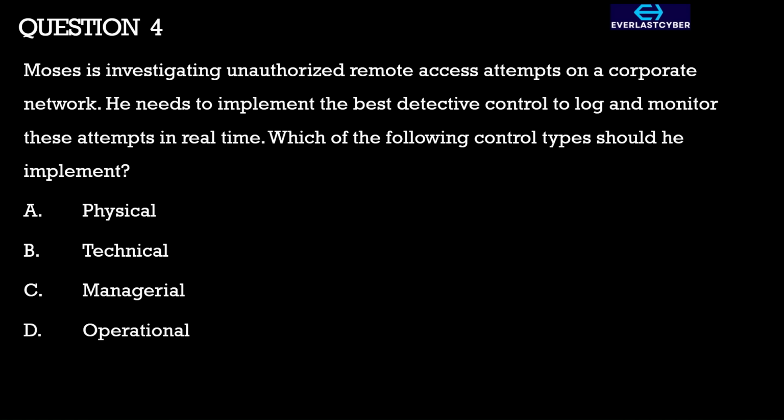Physical controls are like security guards, surveillance cameras, and locks. They protect the physical environment. However, they are not used for monitoring network access.